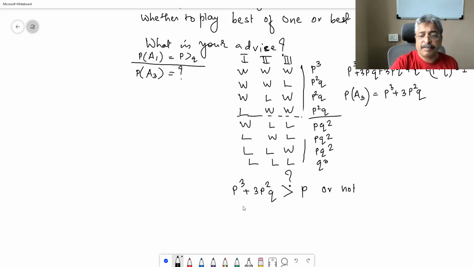Do you understand the comparison? Now we wish to compare this with this, given p is greater than q. So how are we going to do this? You can take out p common, which gets cancelled. So p square plus 3pq, is it greater than p? So p is non-negative, therefore you can always cancel it.